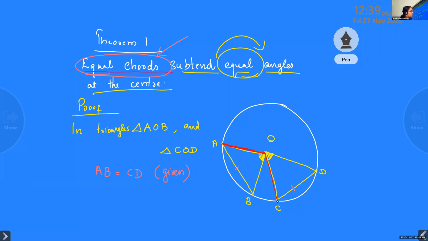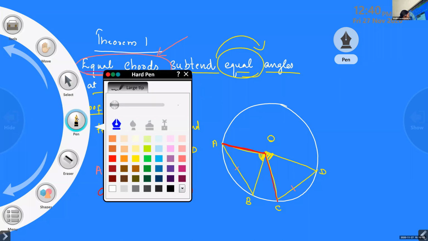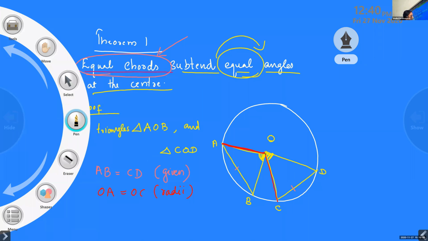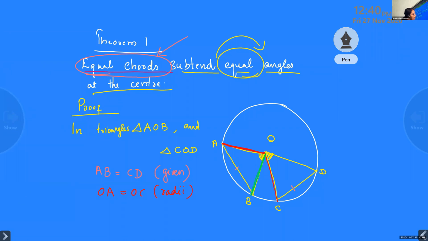So OA and OC. OA equal to OC. The reason is the radii of the same circle, they are equal. I'll write only radii. And let us take the other side. This one, OB. What is the reason OB and OD? Radius. Yes, equal radius. OB equal to OD. That also radii and both are equal.